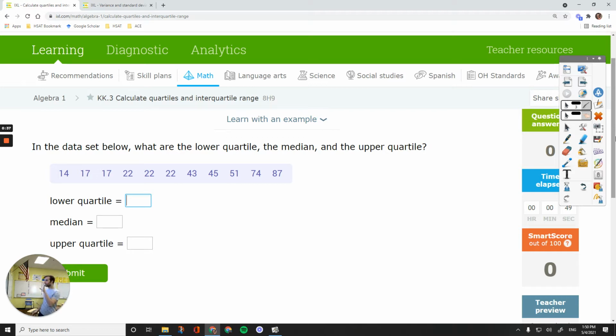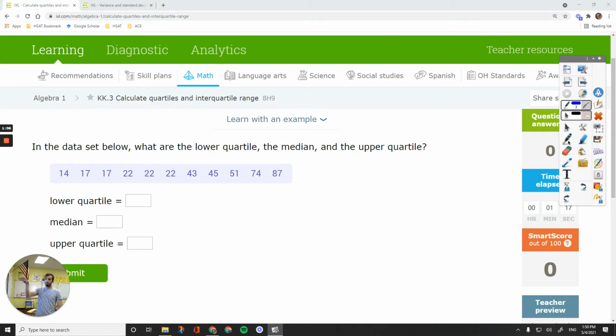Okay, so the first question says, and I think all of the questions are going to say the same thing: find the lower quartile, median, and upper quartile. Step 1 is make sure your numbers are all in order. So 14 through 87, all of these numbers are in order starting from the smallest to the largest. So that step is done.